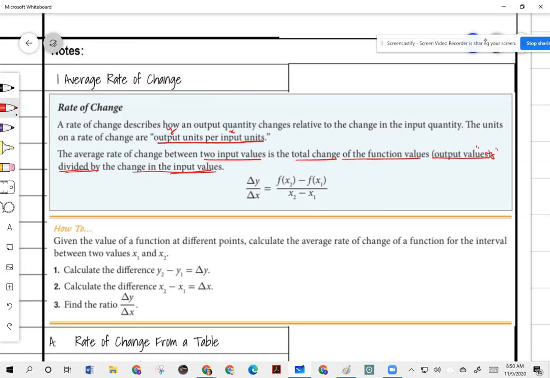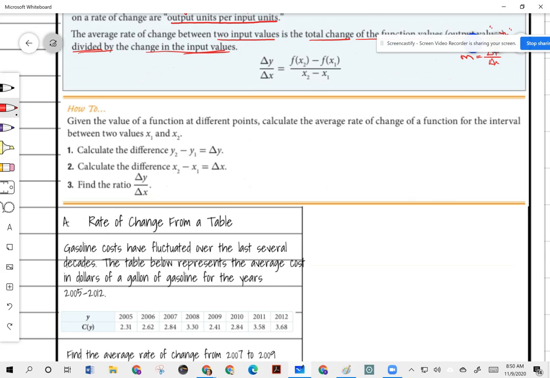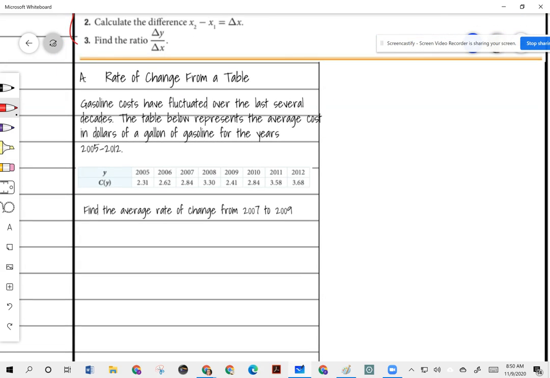So you can kind of think about this as slope, right? So delta y over delta x. So delta y over delta x is, again, you're finding the y value of x sub 2 minus the y value when x sub 1, and it's divided by the change in the input. So this is just a little how-to. It tells you to calculate the difference in the y's, calculate the difference in the x's, and then find the ratio. So let's take a look at this rate of change that we have here.